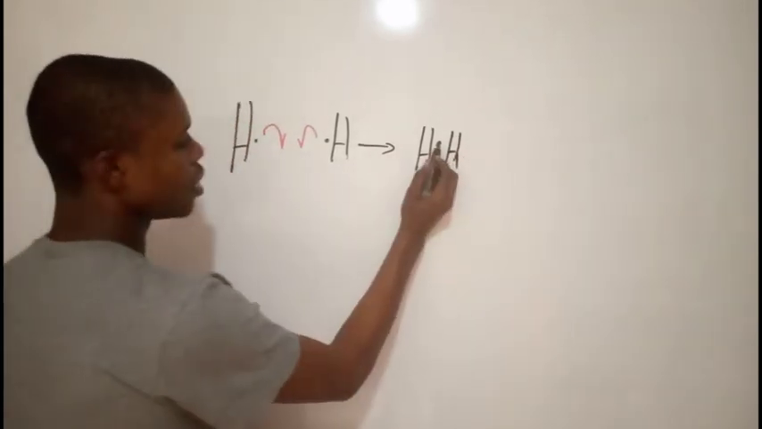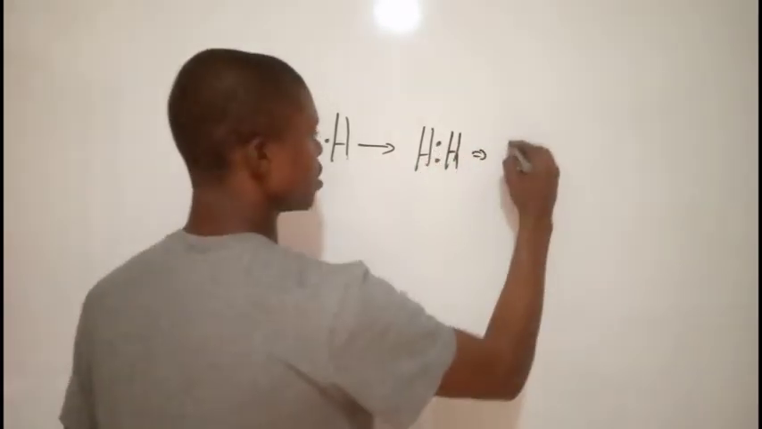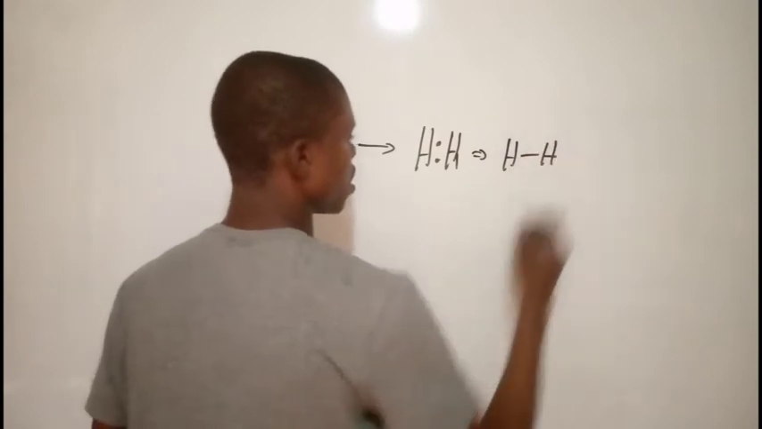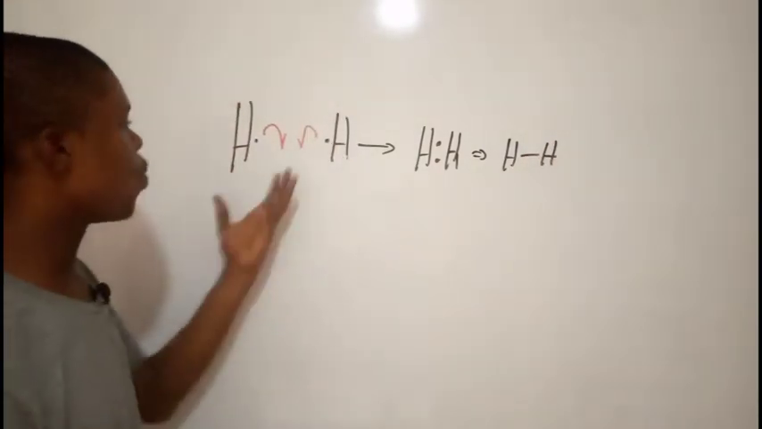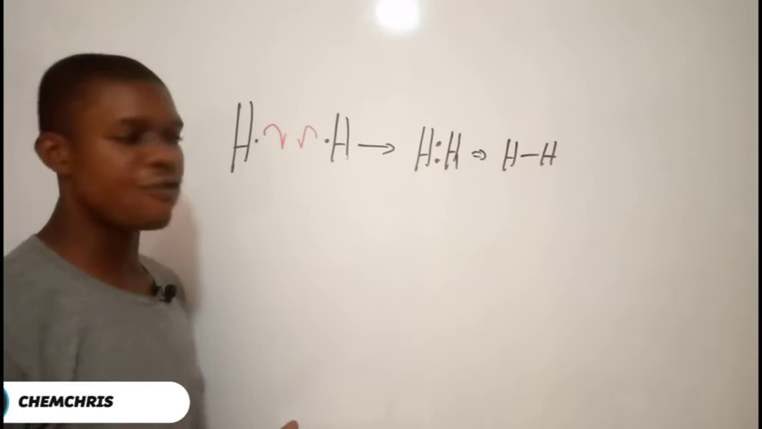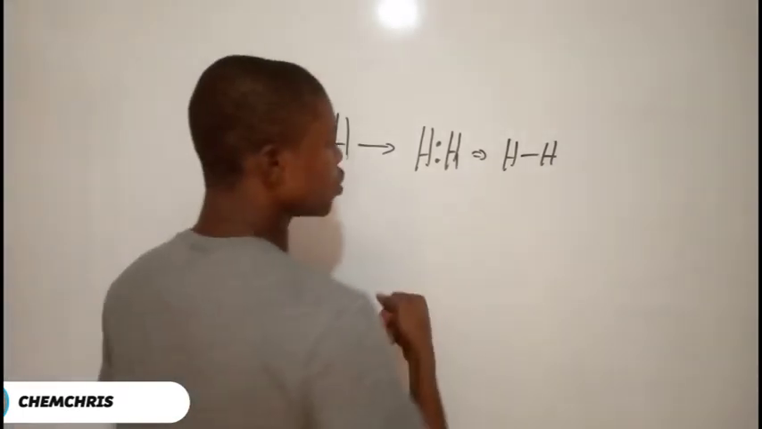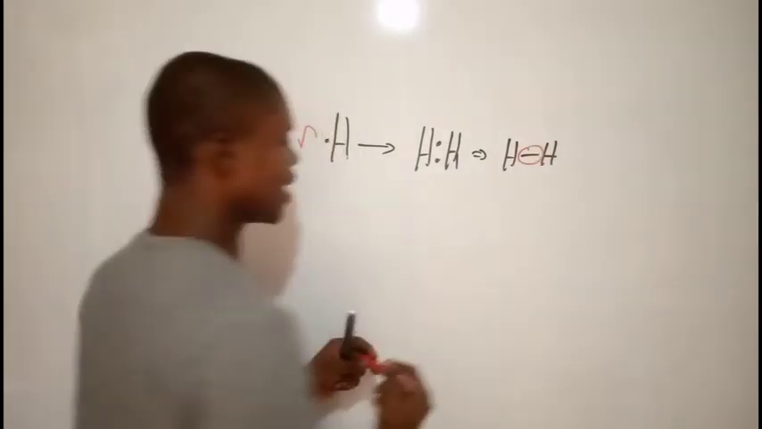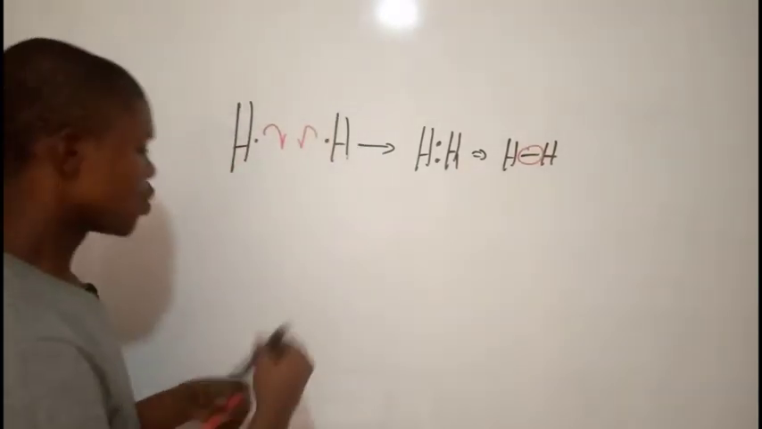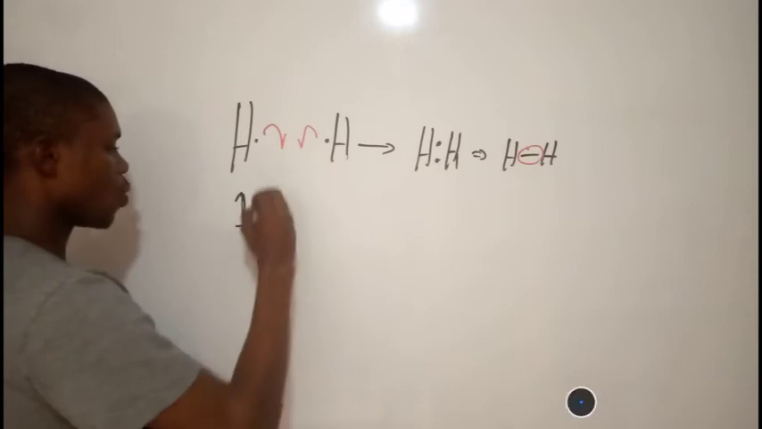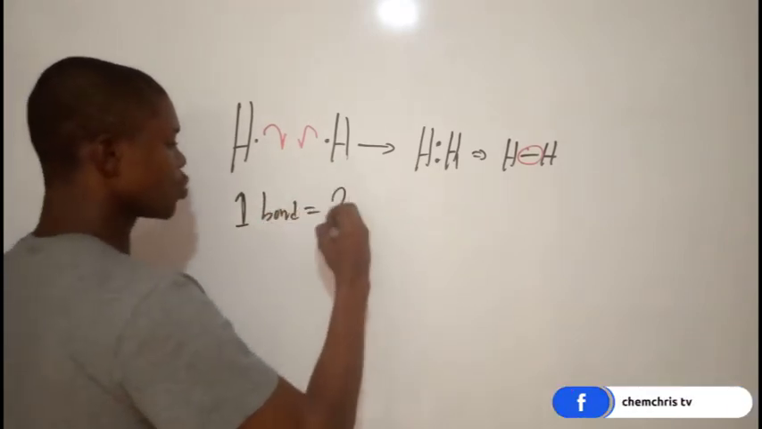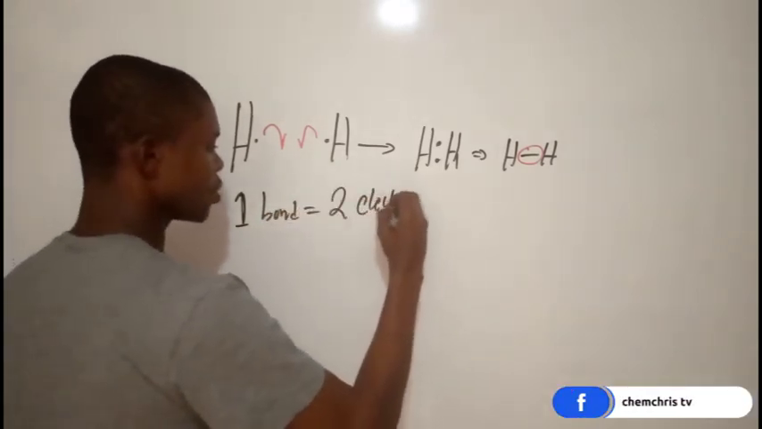this one here, which can also be written like this. You get that? I'm going to explain why atoms form bonds in a couple of minutes. But what I want you to understand is that a bond actually contains two electrons. You get? So it means that one bond is equal to 2 electrons.